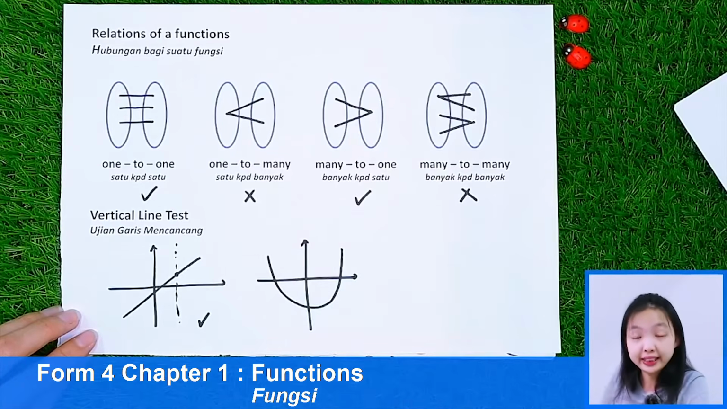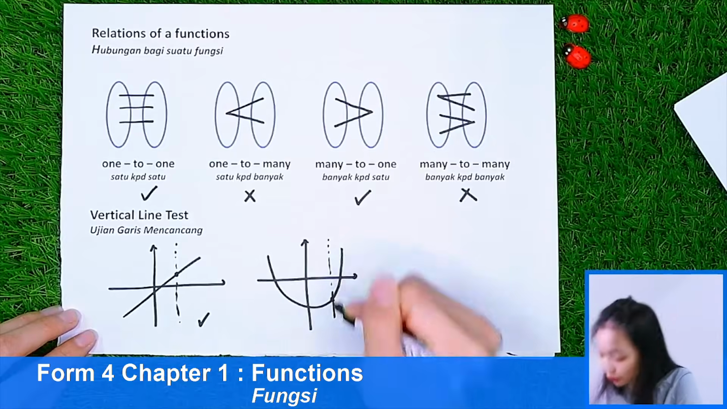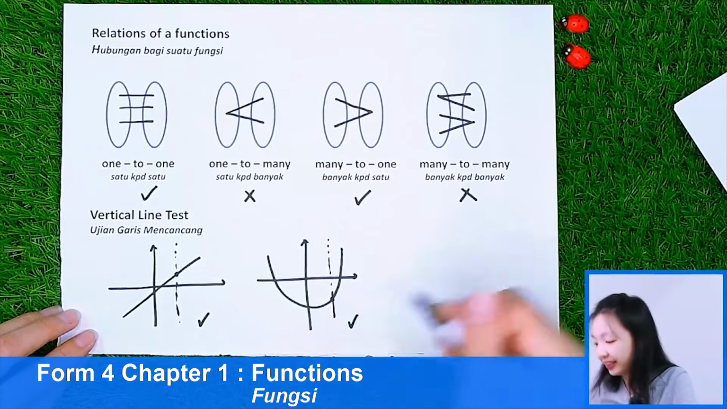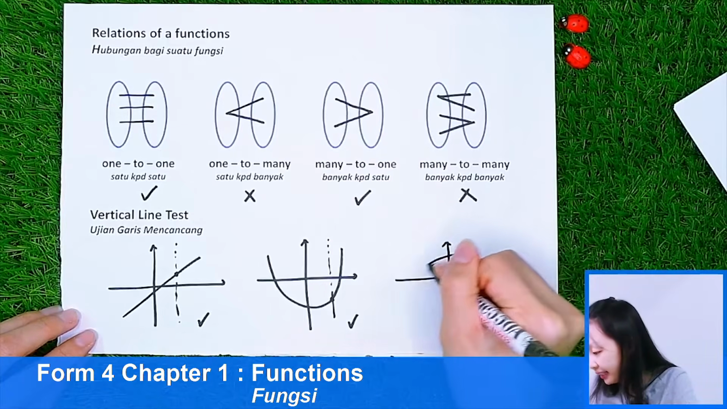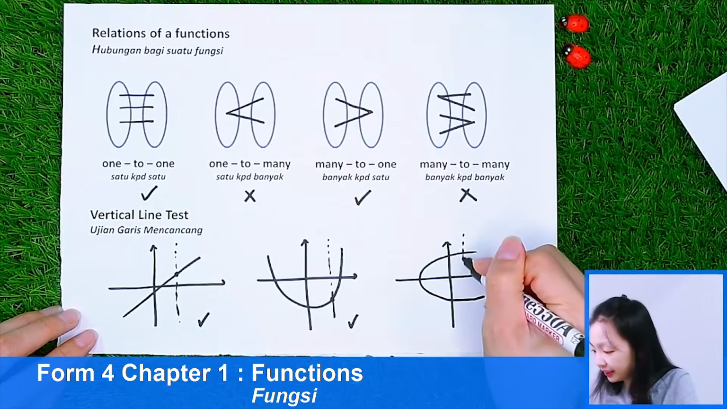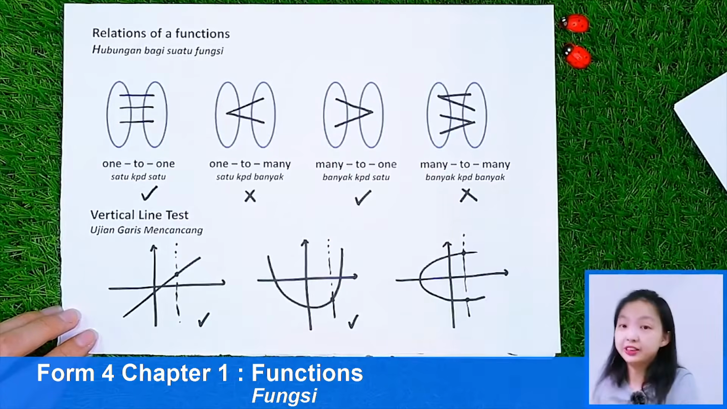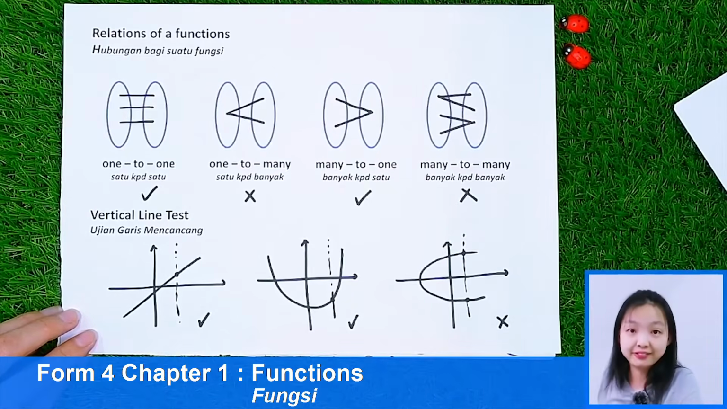This is a quadratic graph. So the vertical line test still cuts through one point. So this graph is a function. Let me give you the last example. Let's say like this. The vertical line cuts through 2 points. So is this a function? No, this is not a function.